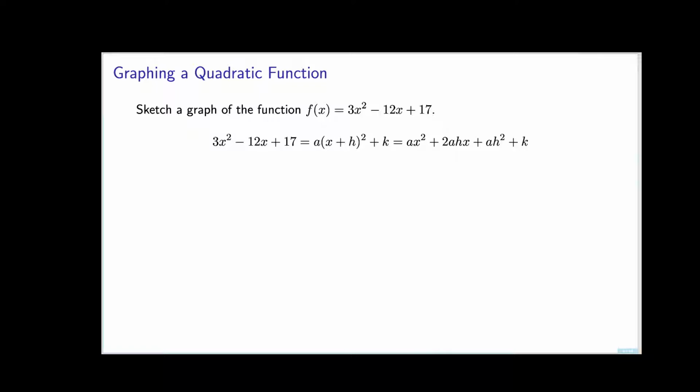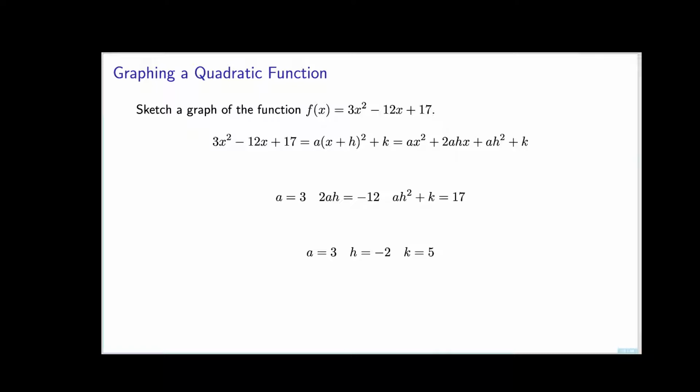We can now identify coefficients, so the coefficient of x squared, which is 3 on the left, must be equal to the coefficient of x squared, which is a on the right. Similarly, we get that 2ah is equal to negative 12, and that ah squared plus k is equal to 17. Since we know a, we can plug 3 into 2ah equals negative 12, and so we get 6h equals negative 12, or h equals negative 2. Similarly, we can plug in a and h to solve for k, and we get that k is equal to 5.